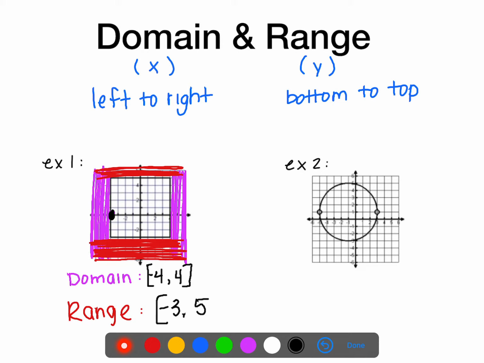So my last number is 5. Again, I still have a fully solid line. There's no open circles on that line. So I know that this is 5. And now I've been able to tell you my domain and my range of my graph. You know all the x values I have, you know all the y values I have, and you're a happy camper because you know these things.